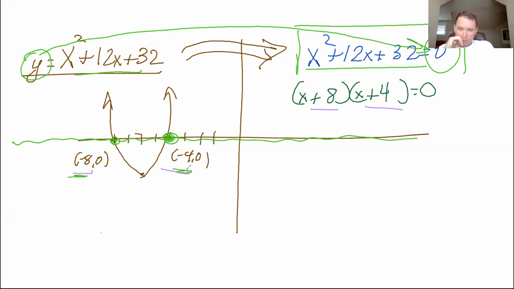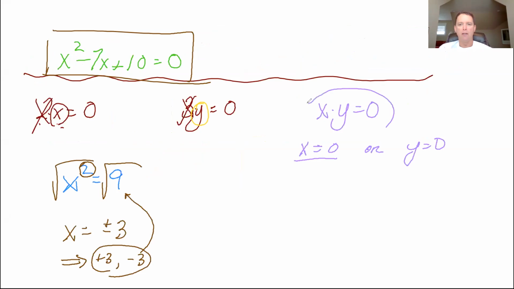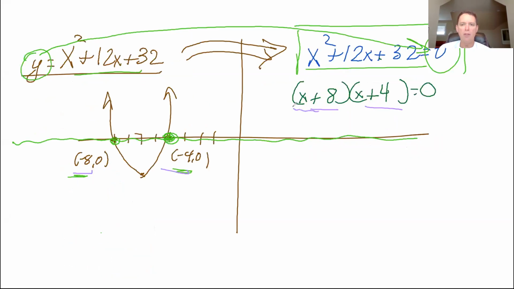Well, remember this idea I told you back here? Well, that if 2 things multiply together to make 0, one of them has to equal 0. Take a look at this. What if this is one of those things that equals 0? X plus 8 equals 0. What do you get when you solve that? -8.